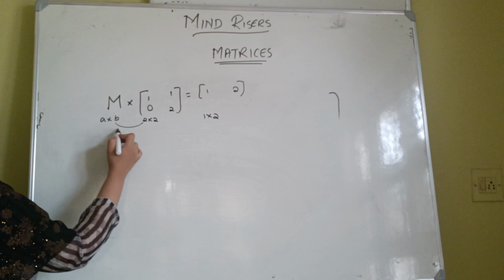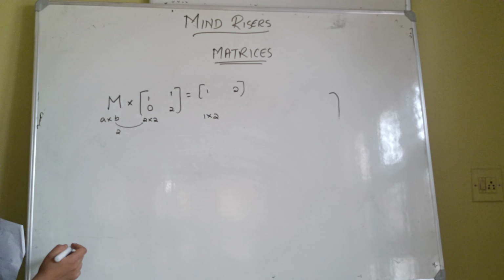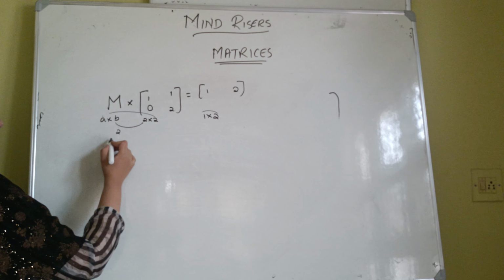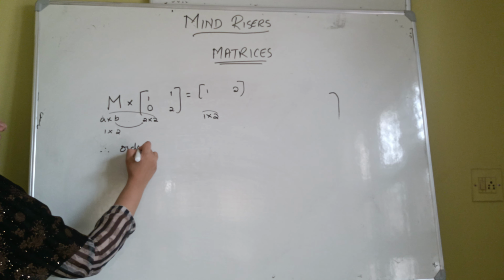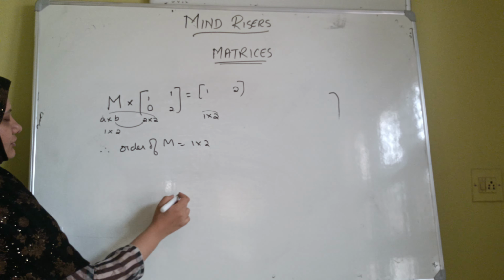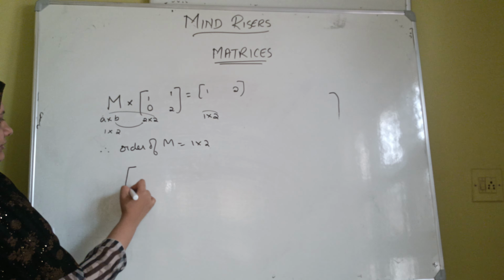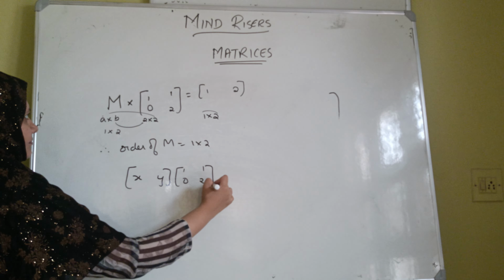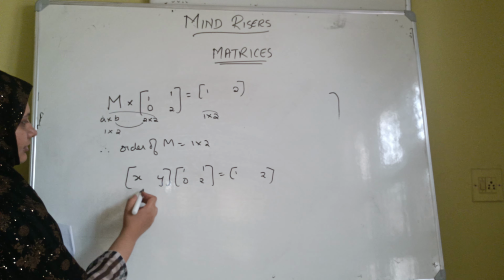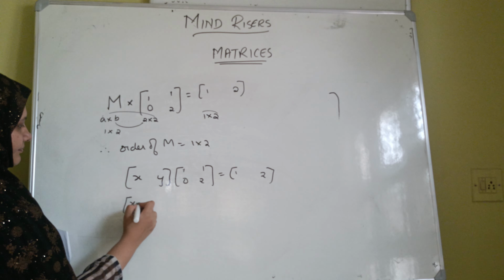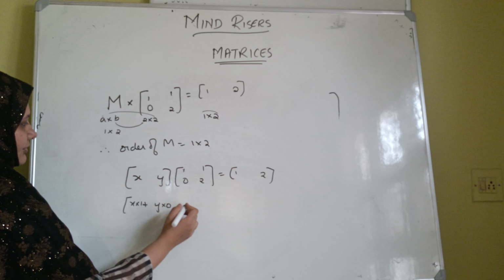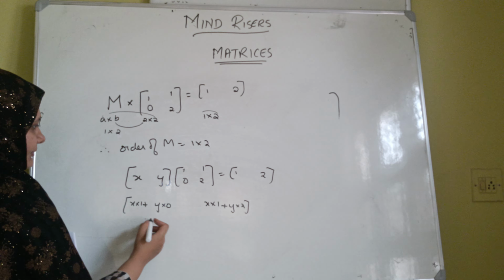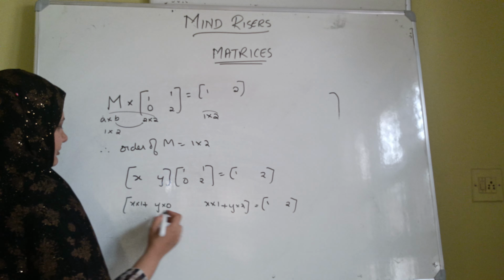This number has to match, so the B value is going to be 2, that means there are going to be 2 columns. Now A into 2 has to give you this into this, that means A is 1. Therefore, order of M is 1 cross 2. So there is 1 row, 2 columns. And I will fill up the elements as x and y. Alright, so x into 1 plus y into 0 is the first number. Then x into 1 plus y into 2 is the second number. This is equal to 1 and 2.